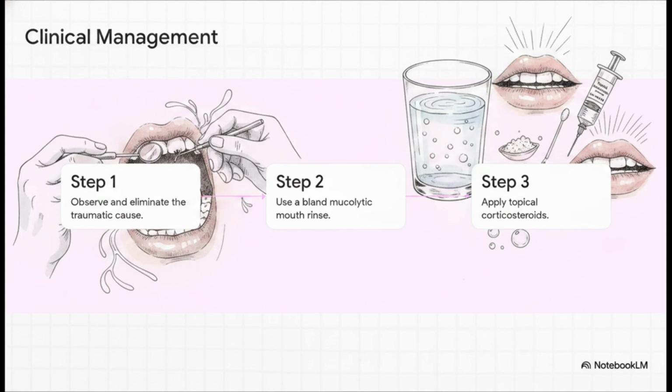Step 2, have the patient use a bland mucolytic rinse, something simple like sodium bicarbonate in warm water, just to keep the ulcer clean and free of debris. Step 3, if they're in considerable pain or if you're dealing with one of those stubborn traumatic granulomas, apply topical or intralesional corticosteroids. It provides palliative relief and actually helps accelerate the healing process.